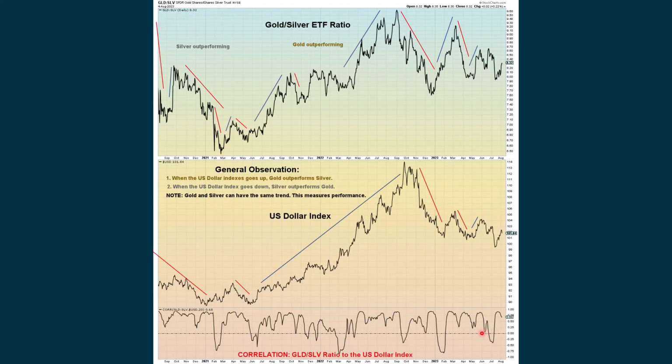Just to make it a little more interesting, we take a gold to silver ratio on top, and when this ratio is going up, that means gold is doing quite well. When this ratio is going down, that means silver is doing quite well. On the bottom, we can compare that to the dollar index, and a general observation that was made is when the US dollar index is going up, gold outperforms silver. When the US dollar index is going down, silver outperforms gold. Now, both gold and silver could be going up or both going down. It's just which one is outperforming the other one. We have a correlation of the US dollar index to the gold to silver ratio.